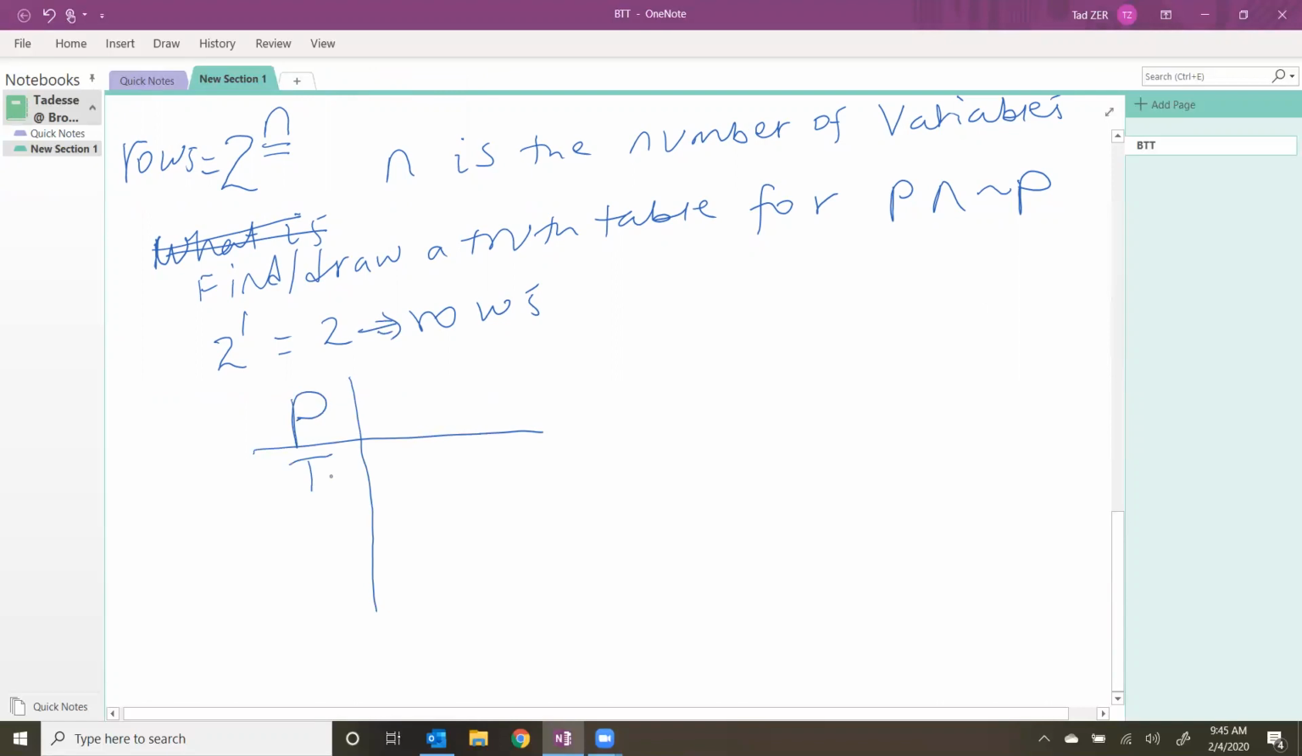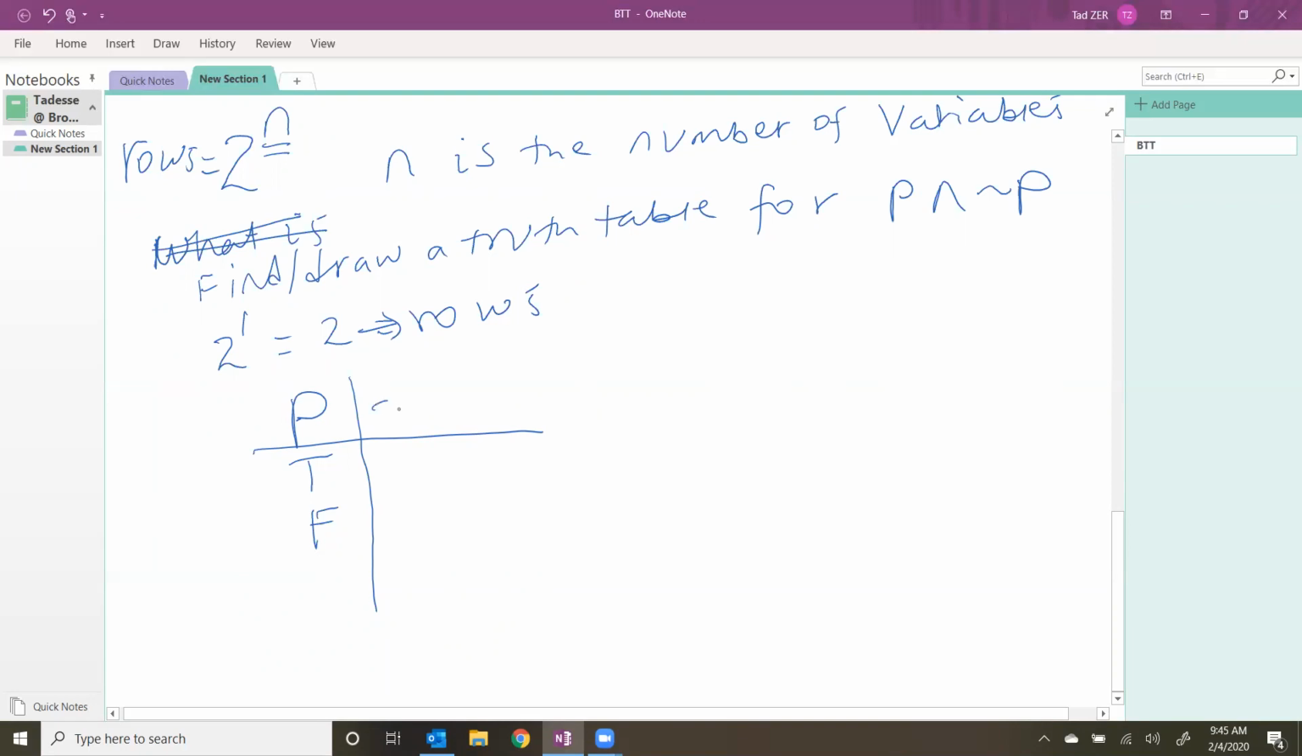It should be either true or false. That's it. Because it's 2, 2 divided by 2 is what? 1. So it means you divide by half. 2 divided by 2 is what? 1. So the first one will be true, the second one will be false. It will be clear when we see 2 or more than 2 variables.